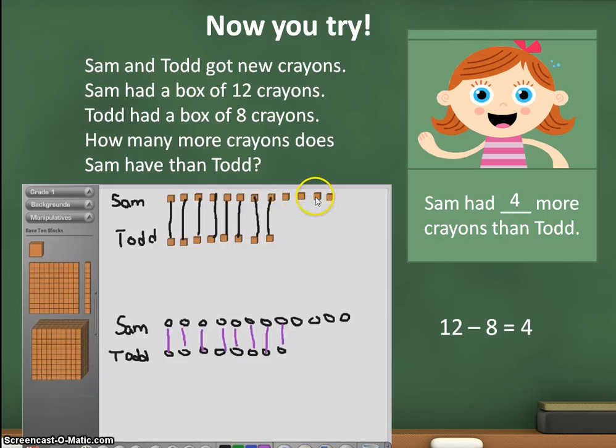I had 4 left over without a match. I took 12, which is what Sam had, and subtracted 8, which is what Todd had, which left me with 4. My answer matches my picture, and it matches the fact that Sam had more than Todd. And because my answer isn't 12 or 8, I'm pretty sure I did the right thing. Did your self-talk sound like my self-talk? I hope so. Good job.